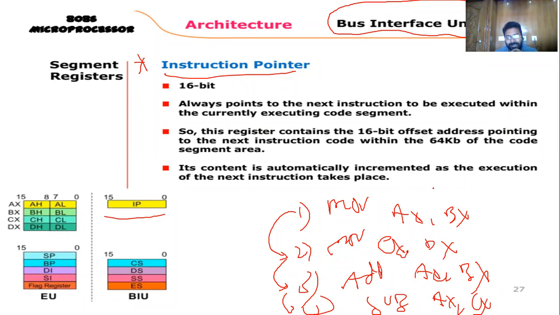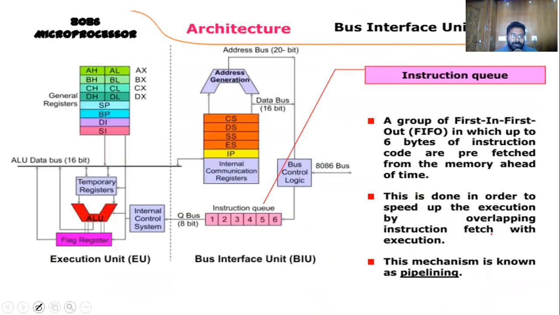That address is all handled by the instruction pointer. See this. It always points to the next instruction to be executed within the current execution code sequence. It is automatically incremented as the execution of the instructions takes place. The first instruction is executed, then it comes to the second. That is done by this register, nothing but the instruction pointer register.